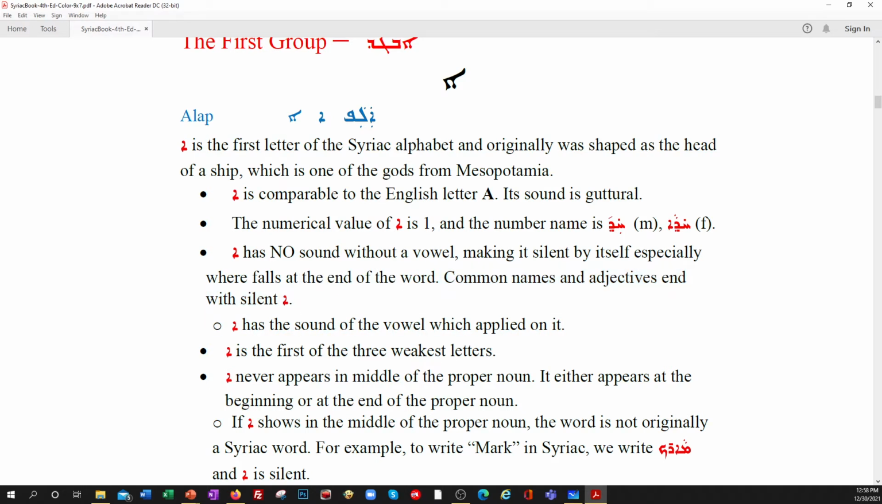Alep has the sound of the vowel which is applied on it. So when I have a vowel on the Alep, the sound of Alep with the vowel is going to be the same as the vowel. So for example, long a, short a, another a, o, u, and e.